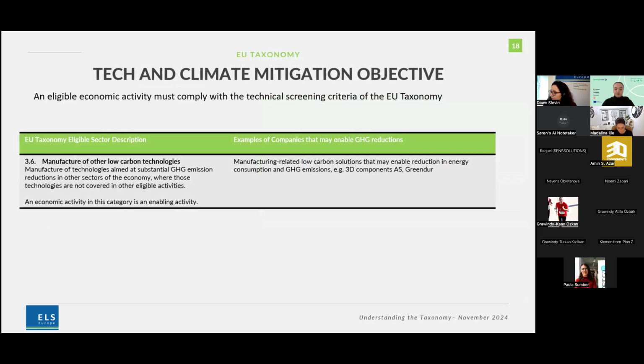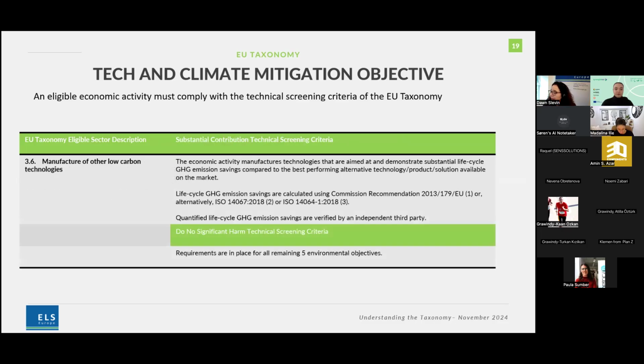activities. So what I'm looking at here is a little closer look at manufacture of other low carbon technologies. So this is manufacture of tech aimed at GHG emission reductions in other sectors of the economy. And this is an enabling activity. And some of the synergistic companies that were either in this cohort and in the previous cohort that may be in this general direction, I, again, haven't studied the business models. In reducing energy consumption would be 3D components, AS, and Green Door, for example.